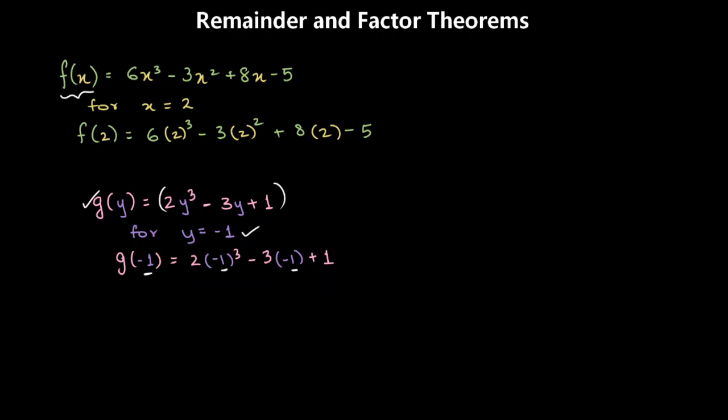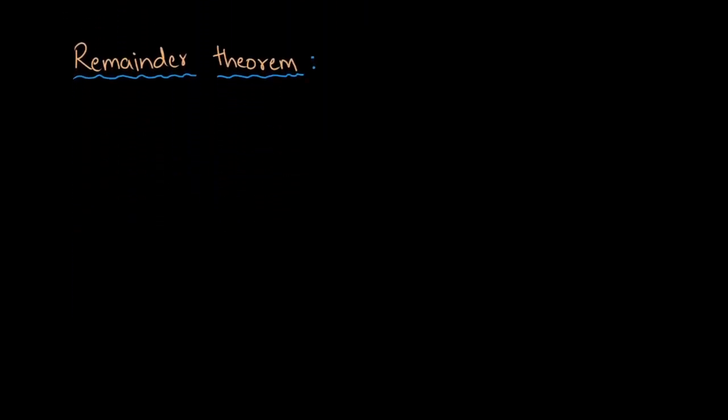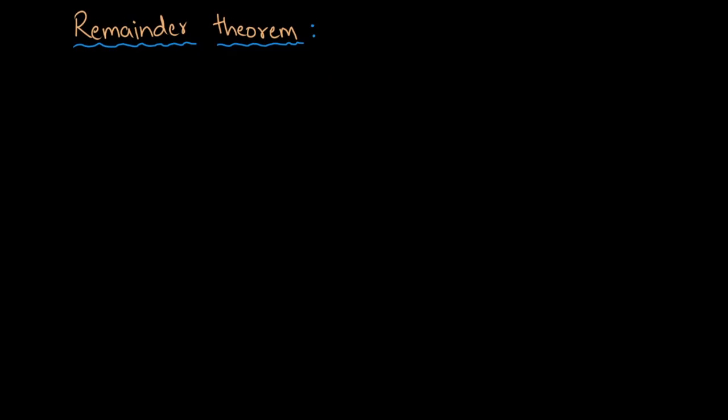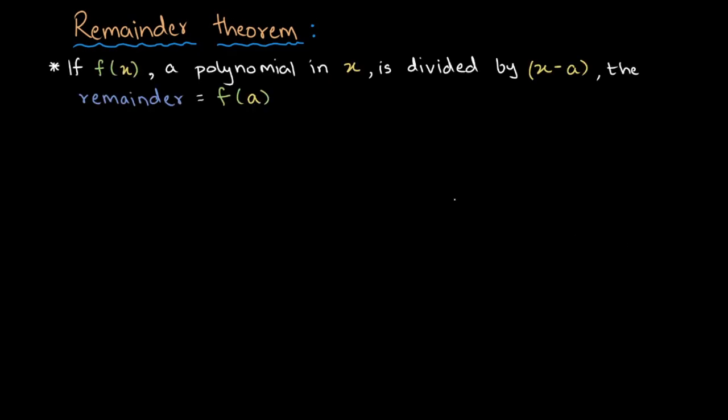So keeping that aside, let's start with understanding the remainder theorem. First, let's see the statement of the remainder theorem. It tells us that if f of x, which is a polynomial in x, is divided by x minus a, the remainder is equal to f of a. Let's try to understand this remainder theorem with an example.